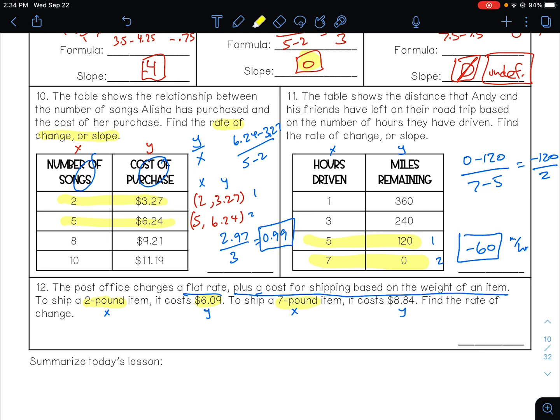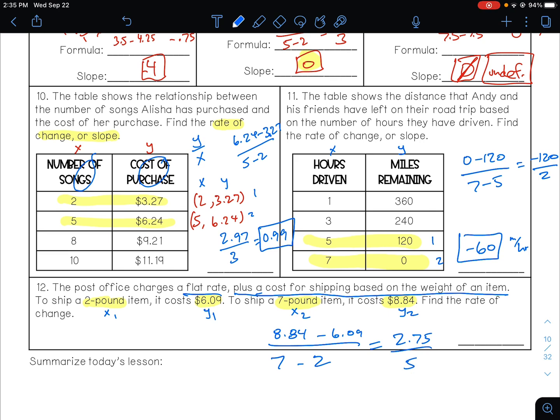So we've got 7 and 8.84. So let's do this as y2, this is y1, this is x2, x1. So y2, 8.84 minus 6.09 divided by x2, which is 7, minus x1, which is 2. That equals 8.84 minus 6.09. That equals 2.75. And 7 minus 2 is 5.